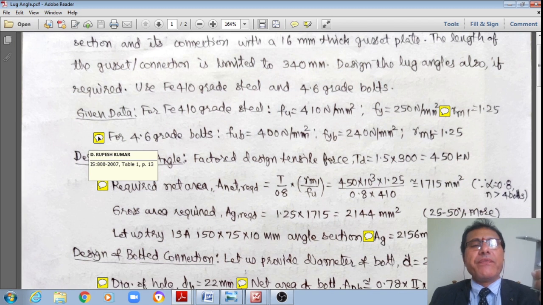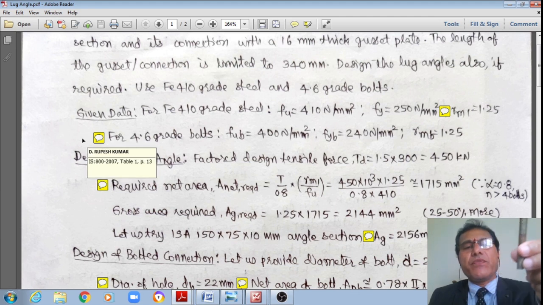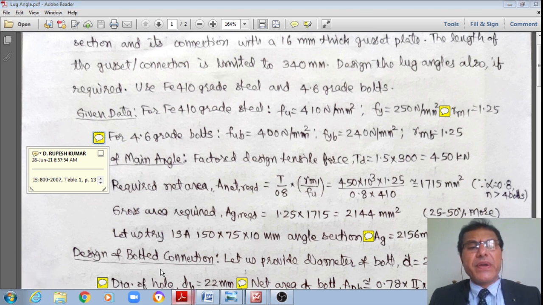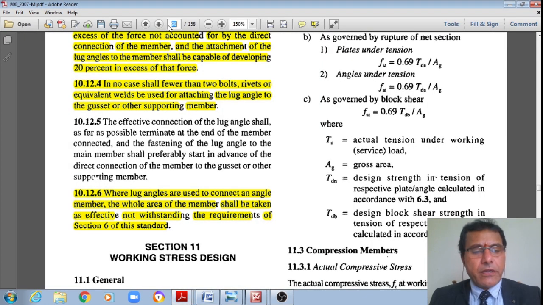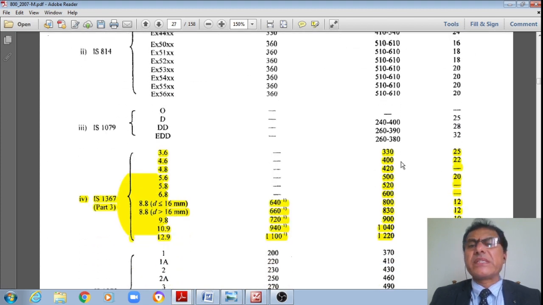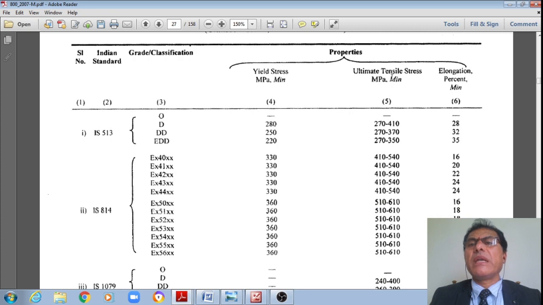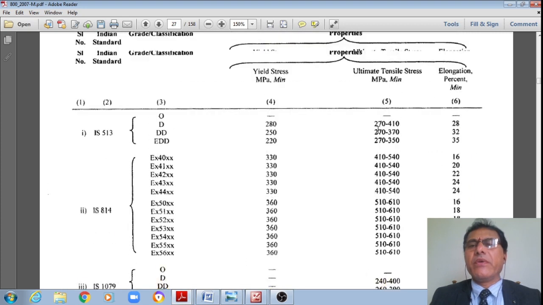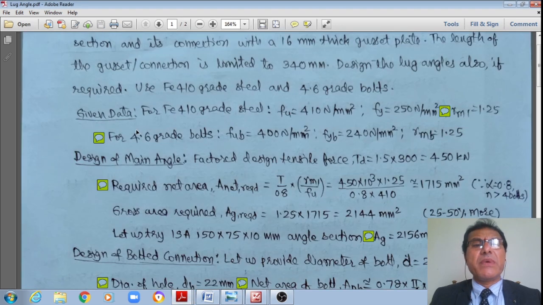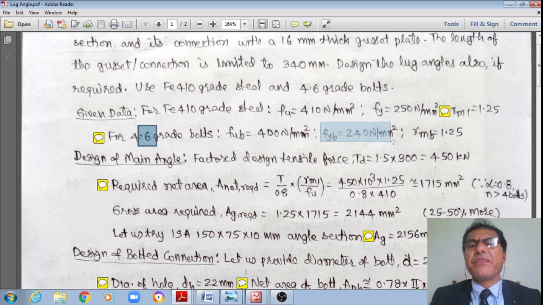And also, Fe 410 grade steel and 4.6 grade bolts are given. Therefore, if I go to Table 1 of page number 13 of IS 800, I am there on page number 13. From this, for the Fe 4.6 grade bolt, the ultimate tensile strength of the bolt is equal to 400, from Table 1 of IS 800:2007. I just noted that down, and the yield stress is 400 multiplied by 0.6, which works out to fyb equal to 240.